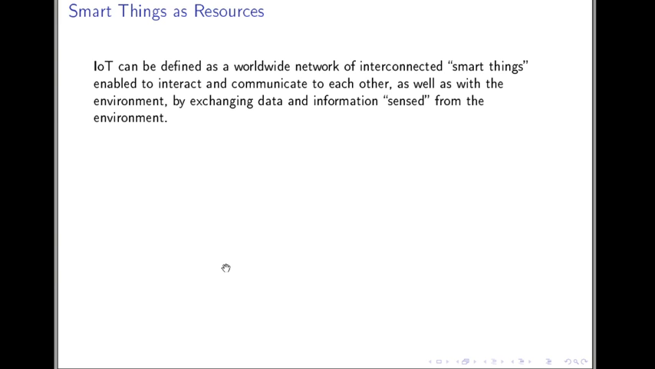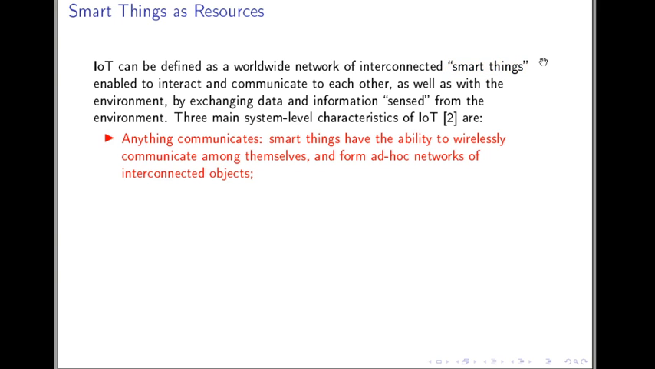So IoT can be defined as a worldwide network of interconnected smart things, enabled to interact and communicate with each other as well as with the environment by exchanging data and information sent from the environment. So what are the smart things? Those which can interact and communicate with the environment or other smart things, or can exchange the data and information from the environment. Anything communicates.